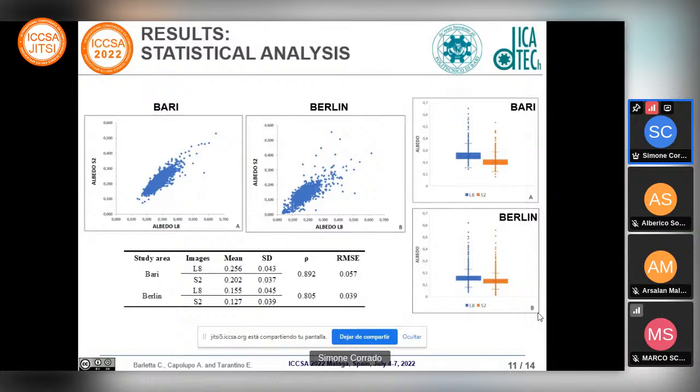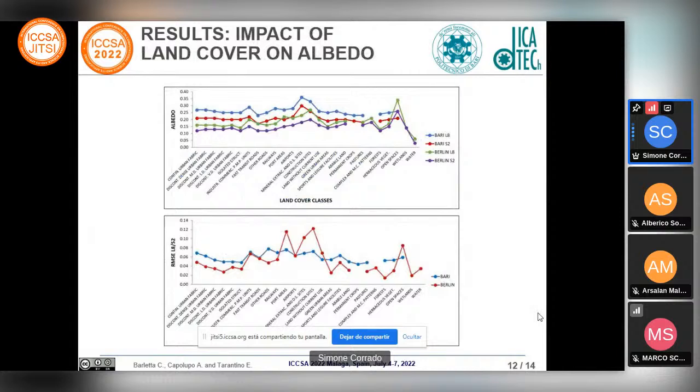Bari Landsat-8 map has also the highest mean value, the highest correlation coefficient, and root mean square error. The box plots highlight the outliers, which are due to the heterogeneity of the territories. In this slide, we see the results of the statistical analysis for each land cover class extracted from Copernicus Urban Atlas 2018.